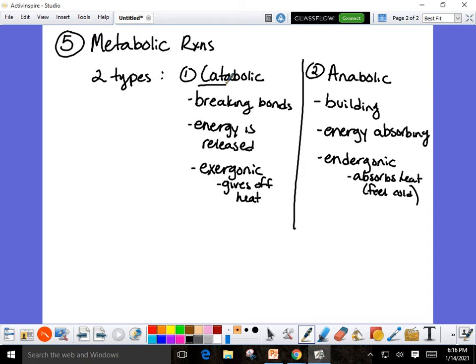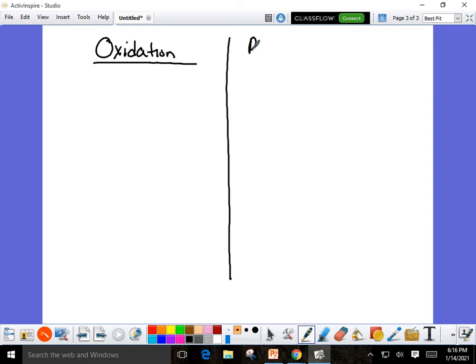Now, move on to the next slide here. There are two major types. So those were categories of metabolic reactions. The two types of metabolic reactions always go hand in hand, and there's two names for them. So we're briefly going to describe them, and then I'm going to give you a mnemonic device to remember them. So we have oxidation, and we have reduction. Okay, let's start with oxidation first.